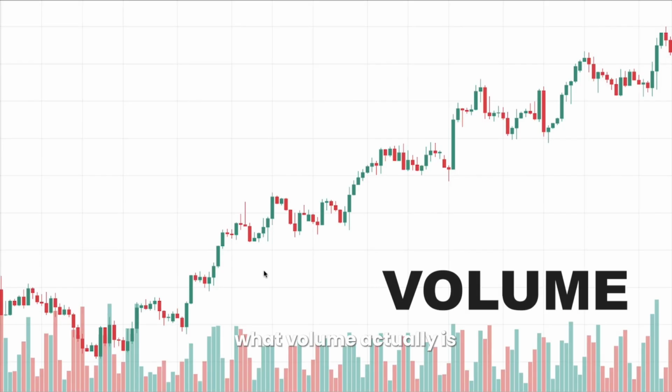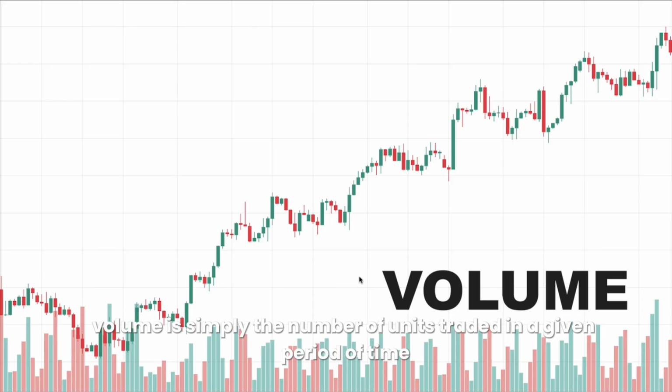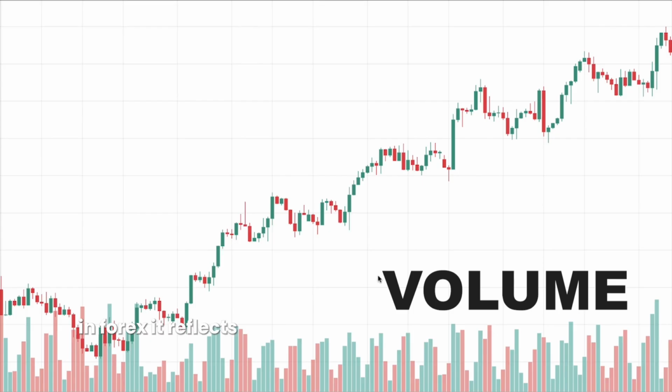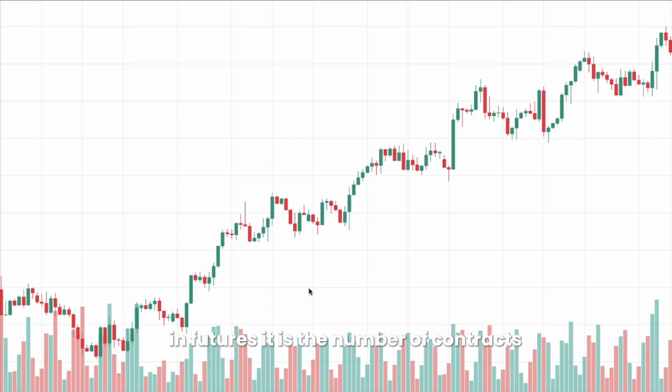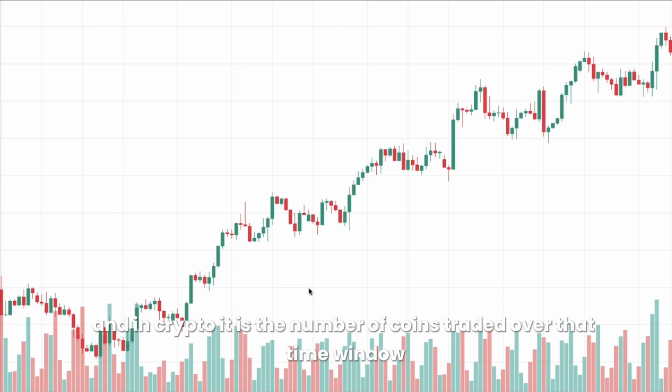What volume actually is. Volume is simply the number of units traded in a given period of time. In forex, it reflects the total amount exchanged in terms of currency. In stocks, it is the number of shares. In futures, it is the number of contracts. And in crypto, it is the number of coins traded over that time window.